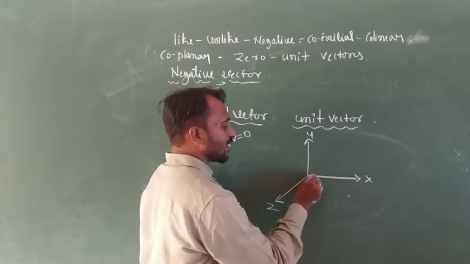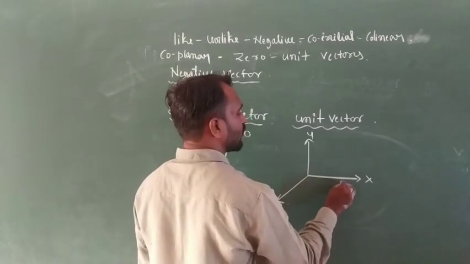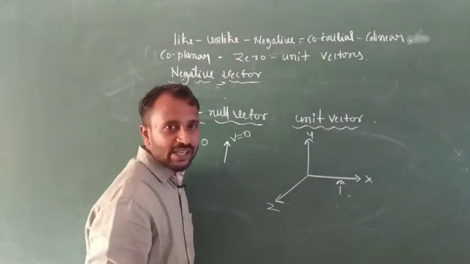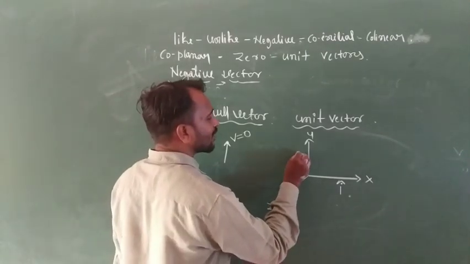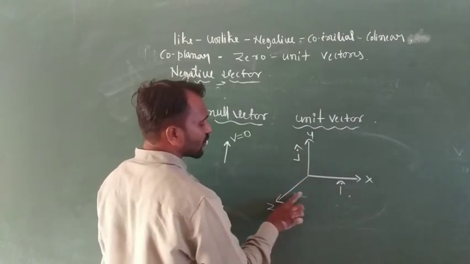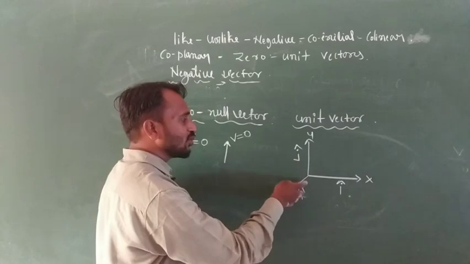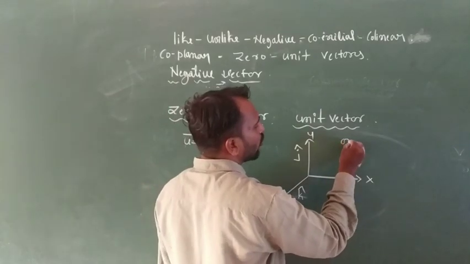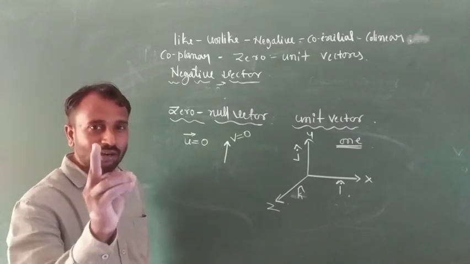Suppose an object changes its position along the x-axis, this is represented by the unit vector i cap. Suppose the object moves along the y-axis, the position changes along y, so the unit vector is j cap. Along the z-axis it is k cap. I cap is the unit vector along x, j cap along y, and k cap along z, and the magnitude is always 1.